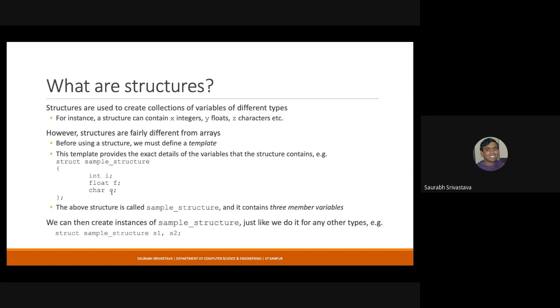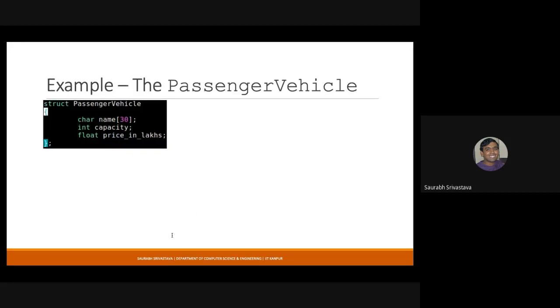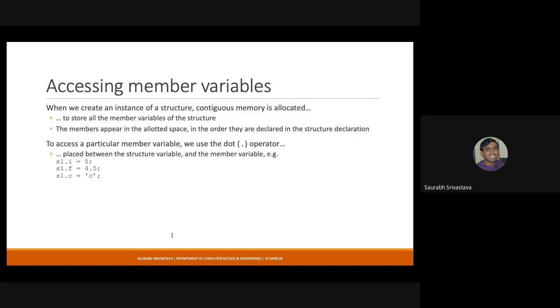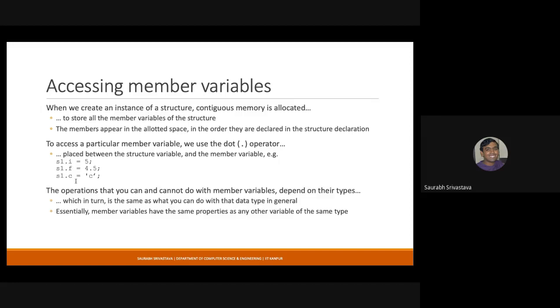Then when you want to create a structure variable, you create it like a typical integer, character or float. You put the keyword struct, the name of the template, and then the name of the structure variable, something like this. If you want to access a particular member variable within the structure, you use the dot operator. So if you want to use the i variable of structure variable s1, you write s1.i, s1.f, s1.c, something like this.